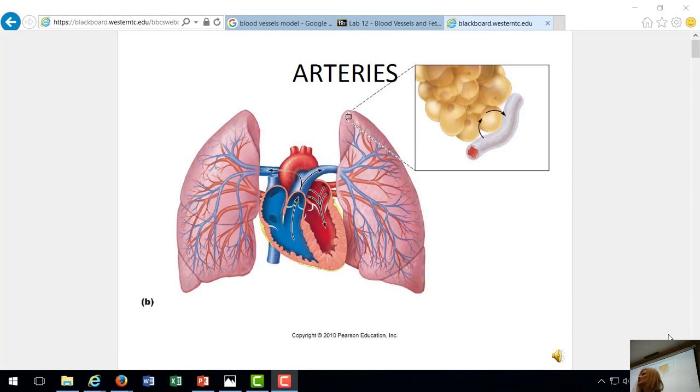Be sure that you teach your children that, because if you have kids or relatives, I sometimes hear kids come home from elementary school saying that my teacher told me that once it hits the air, it turns red. And that's not correct. Blood is only red.